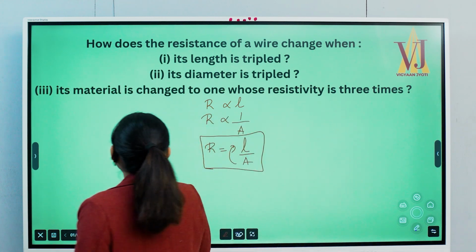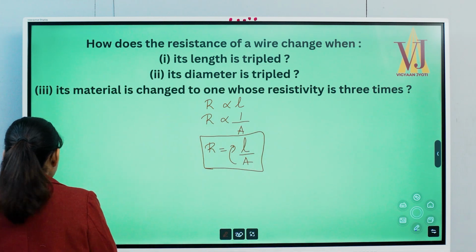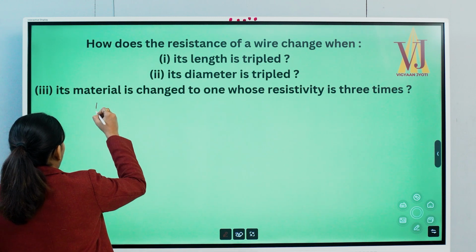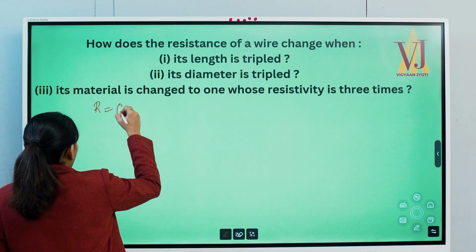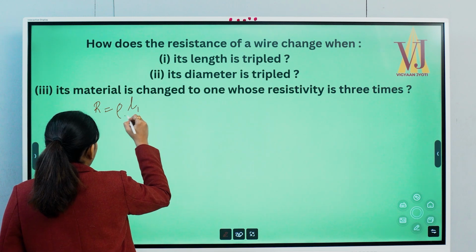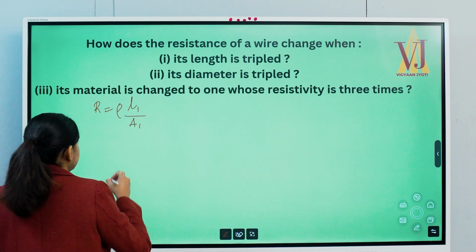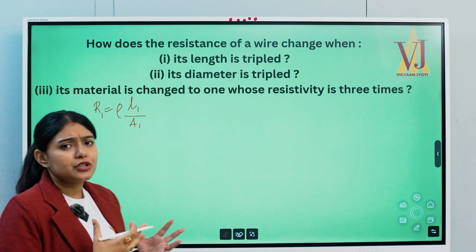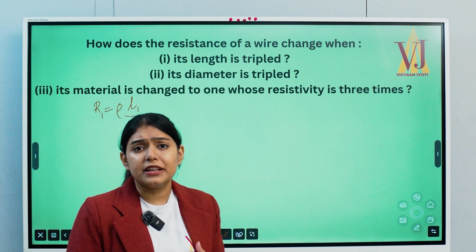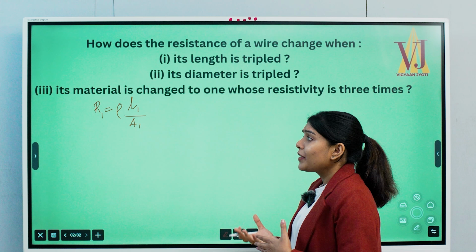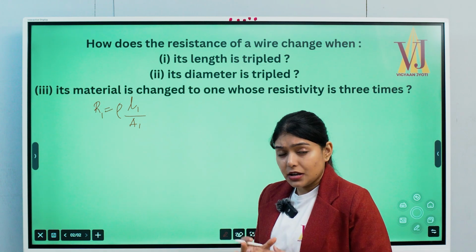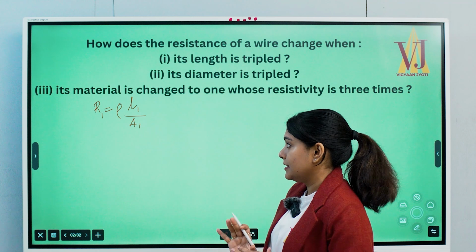Now first of all, we will see what happens if the length is tripled. Normally my resistance was rho L1 by A1, let's say. So in the first case, resistance R1 equals rho L1 by A1, since we are not changing the medium, or you can say the material. So that's for the first scenario, right? The resistance is this.